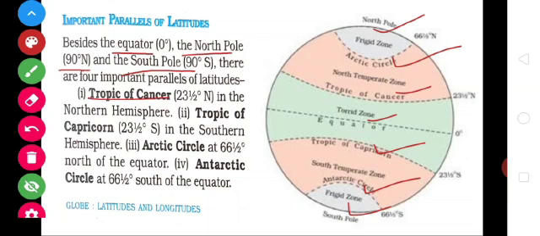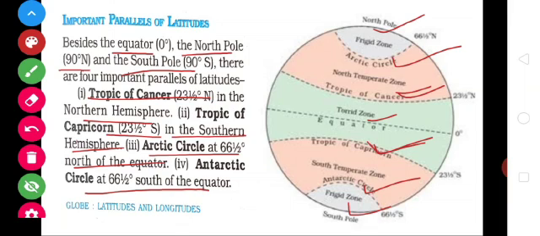Tropic of Cancer is at 23.5 degree N in the northern hemisphere, and Tropic of Capricorn at 23.5 degree S in the southern hemisphere. Arctic Circle is at 66.5 degree north of the equator, and Antarctic Circle is at 66.5 degree south of the equator. Look here, this one is the Tropic of Cancer, and this is the Tropic of Capricorn.